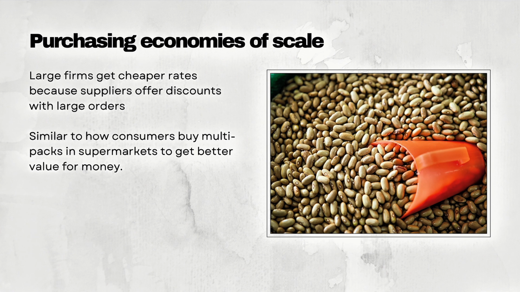Firstly, purchasing. This is when very large firms are able to negotiate lower prices from their suppliers when they buy in bulk. It's kind of similar to how consumers buy a packet of 12 Coca-Colas as opposed to an individual one, as it is cheaper. But for large firms, they are buying in the millions.